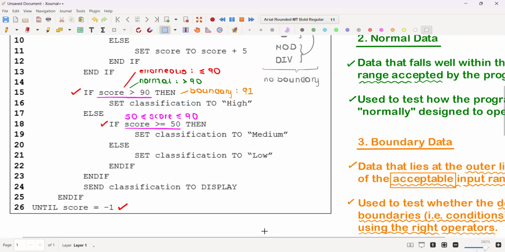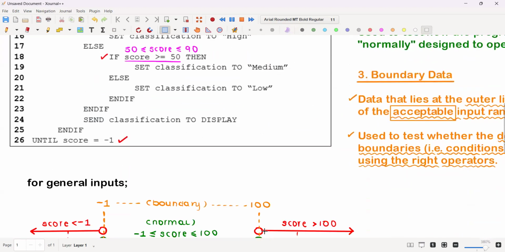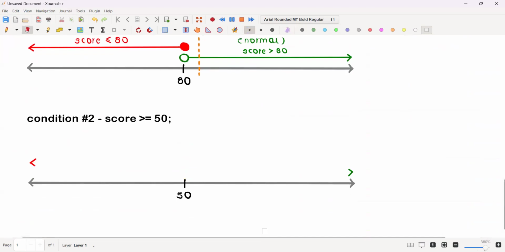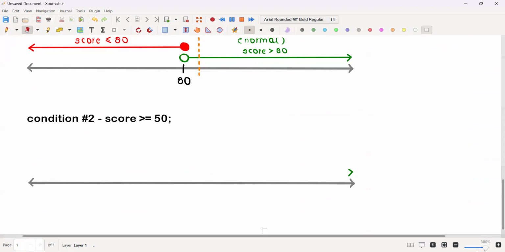Now, if you take a look at this one here, we can apply our so-called condition 2 inputs: boundary inputs, normal inputs, as well as our erroneous inputs. Let me write down the full condition here. So condition 2 might at a glance look like it's greater than or equal to 50, but in reality, it's a full condition that involves both a lower and an upper bound. So here, for condition 2, the boundary is going to be score is greater than or equal to 50 as well as less than or equal to 90.